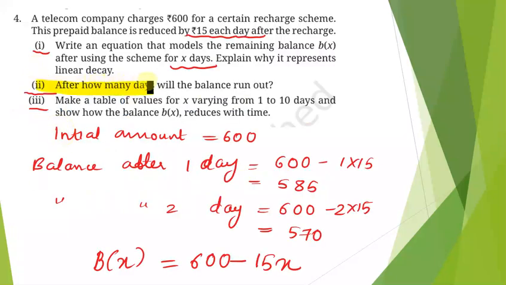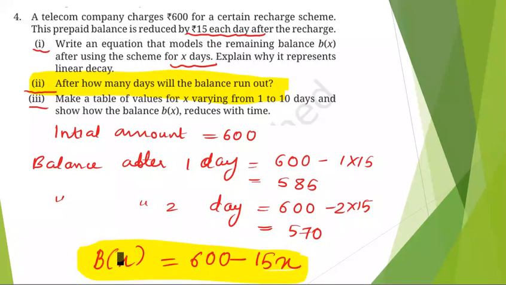It's a nice question. After how many days will the balance run out? We know that our equation is b of x is equal to 600 minus 15x. So if the balance runs out, this b of x represents the balance after x days, right? And if it runs out, the b of x should be 0, right? The balance should be 0. So what we have to do? We have to equate this equation to 0, right? We have to consider b of x is equal to 0.